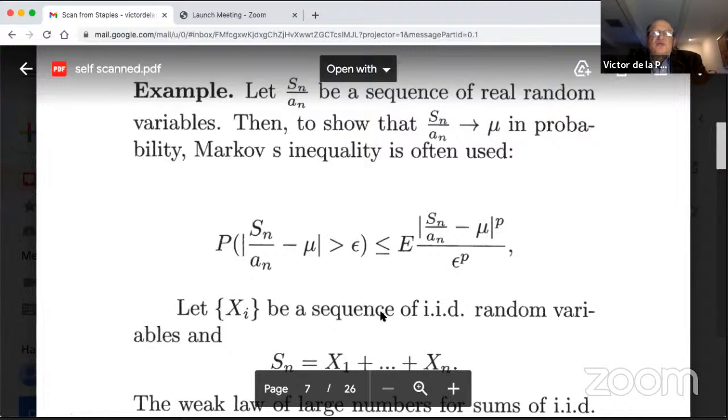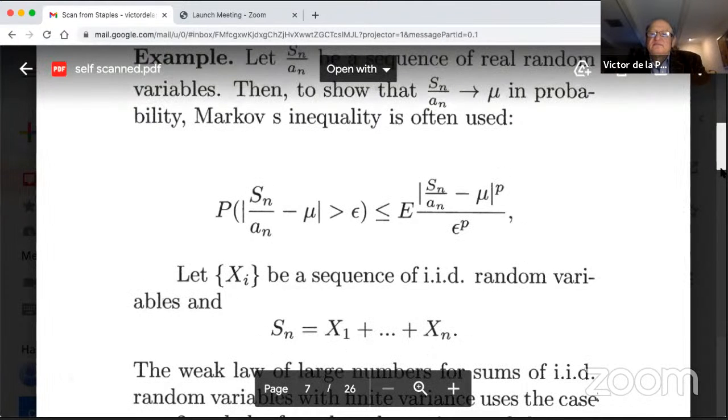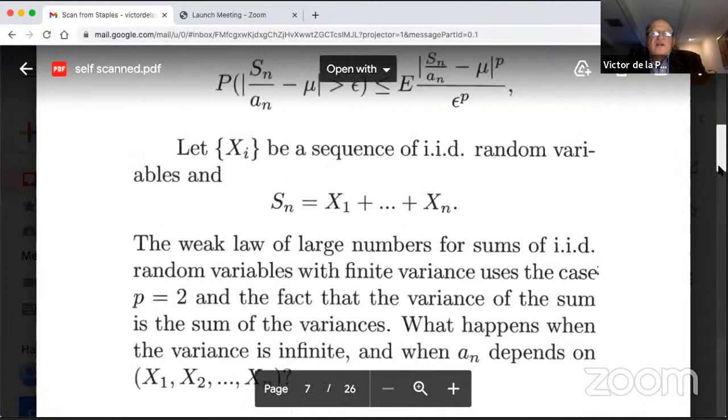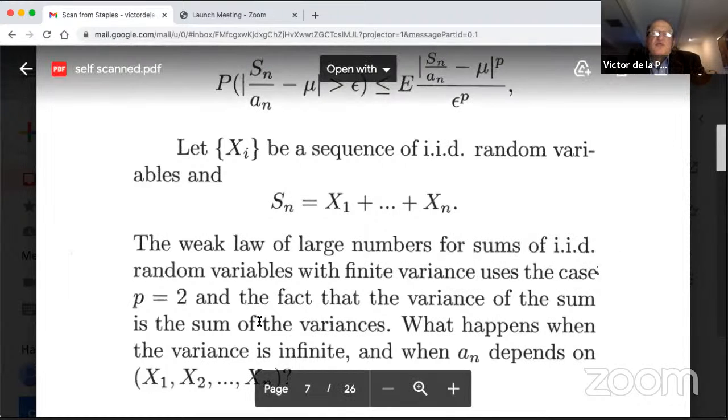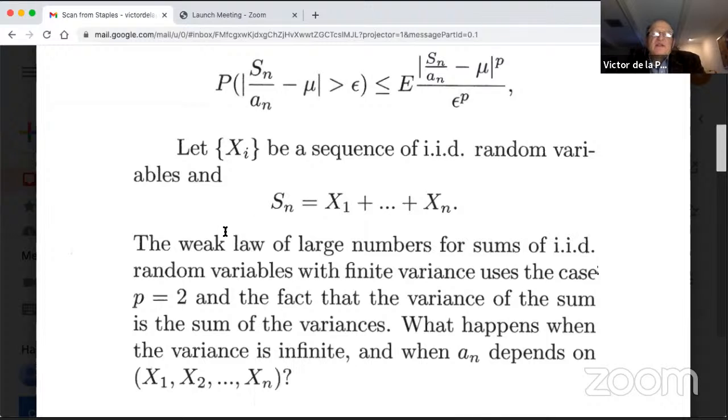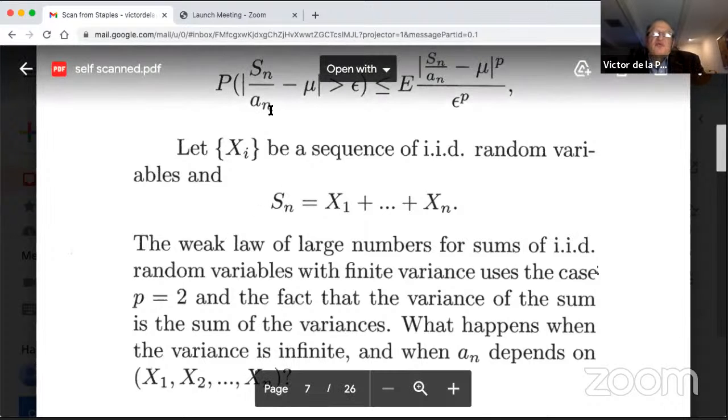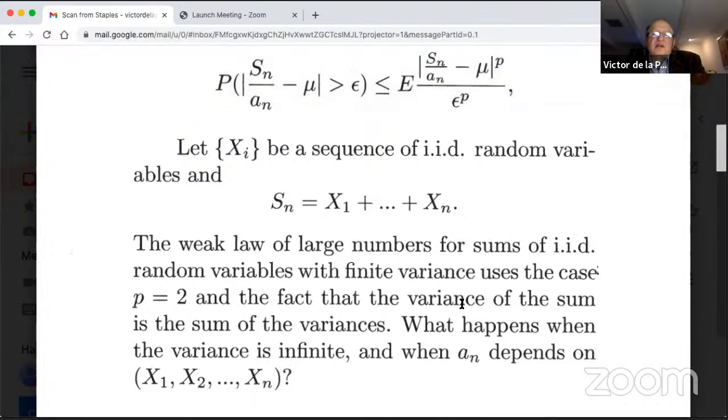And so if we have a sequence of IID variables, Sn is the sum, then the weak law of large numbers for sums of IID random variables with finite variance uses the case p equal to 2. Okay, so that's how you can get p equal to 2, An equal to n, when the variance is equal to 1.